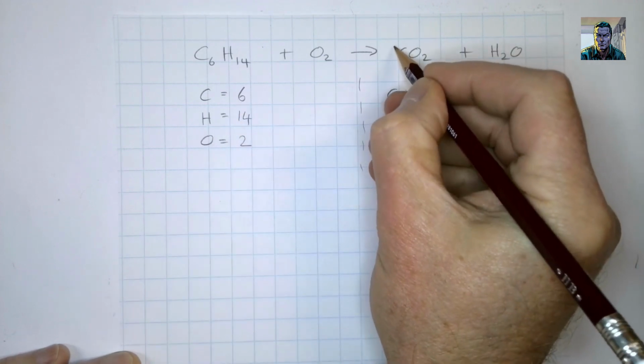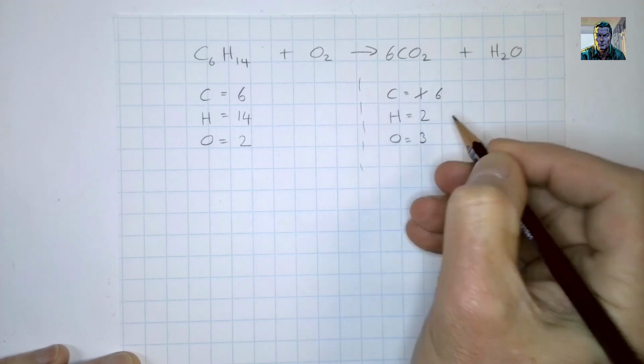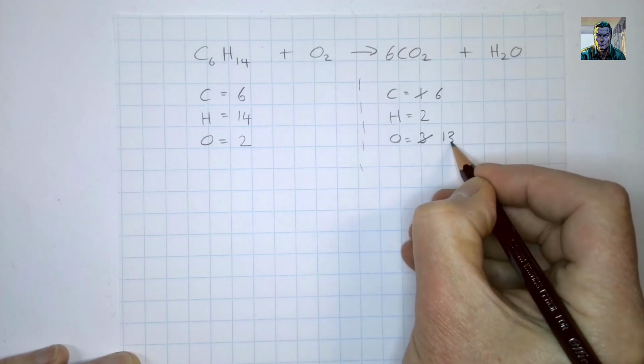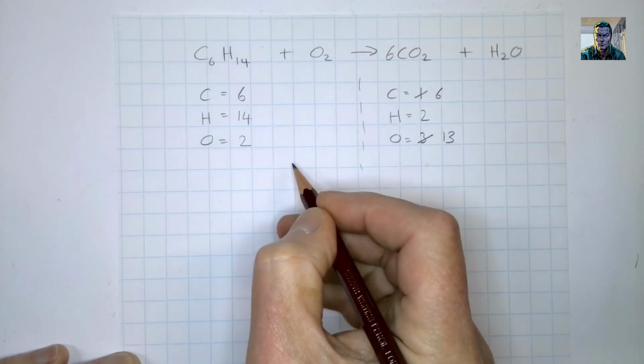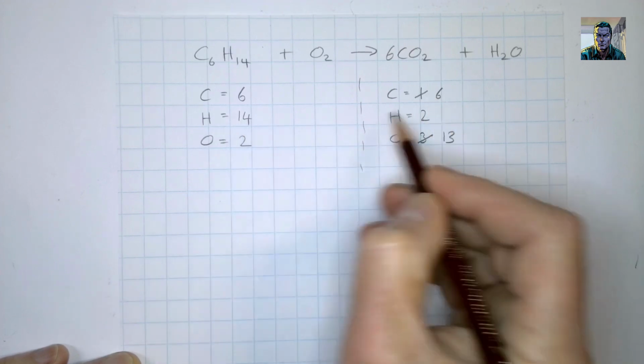So I'm now going to increase the carbon on the right hand side by putting a 6 in front of the carbon dioxide, and that gives me 6 carbons. So the carbons are now balanced, but I've increased the oxygen as well, so now I've got to figure that out, but we're going to leave oxygen to the end.